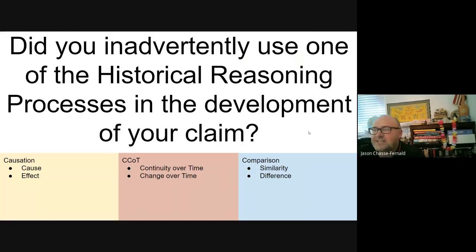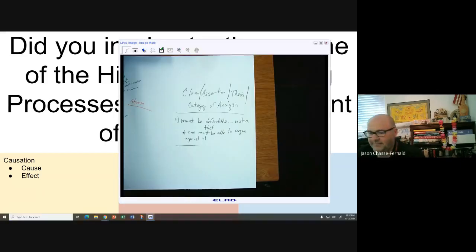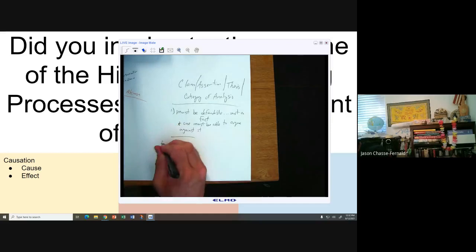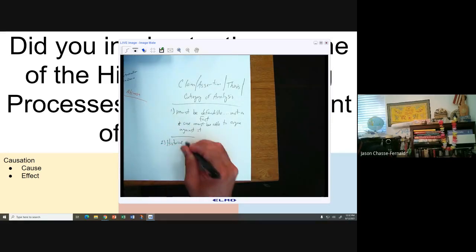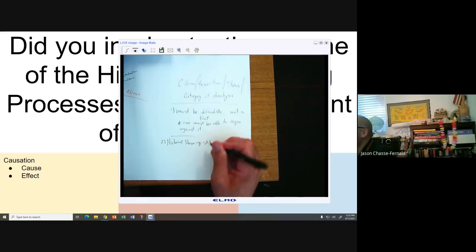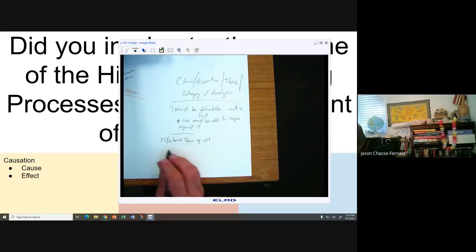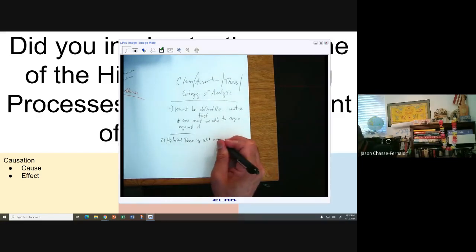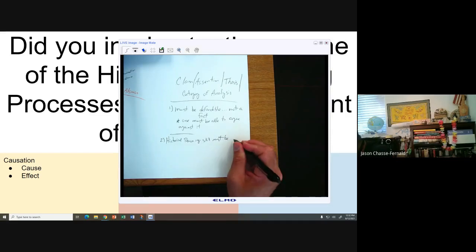So let's do a more serious example. You may have, in the development of your claim, inadvertently used a historical reasoning skill. I like the better name for it: thinking skill. A historical reasoning skill must be used. Must be applied.